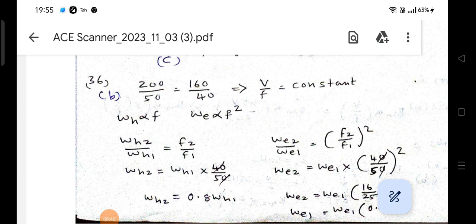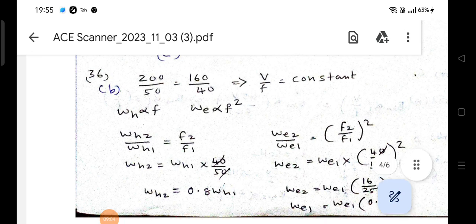Then from this equation, actually in the problem it is mentioned as P suffix H. P suffix H is also indicated by hysteresis loss. W suffix H is also represented by hysteresis loss. WH2 by WH1 is equal to F2 by F1. That is WH2 is equal to WH1 into the supply frequency ratio, F1 is 50, F2 is 40, right? That is 40 by 50. If I simplify that equation, WH2 is equal to 0.8 times WH1. That means if I write in terms of percentage, WH2 is equal to 80 percent of WH1.